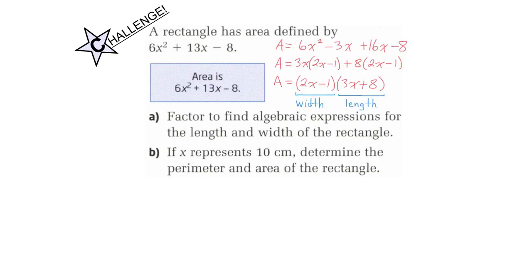Here's part A. Area is 6x squared plus 13x minus 8. Factor that, we get this. Remember, area of a rectangle is width times length. So one of the factors is width, the other factor is length. If you need more time for part B, you can pause the video again and try it.